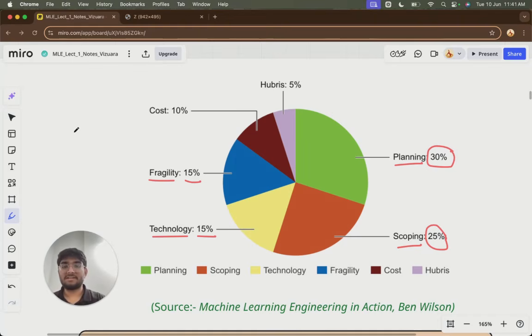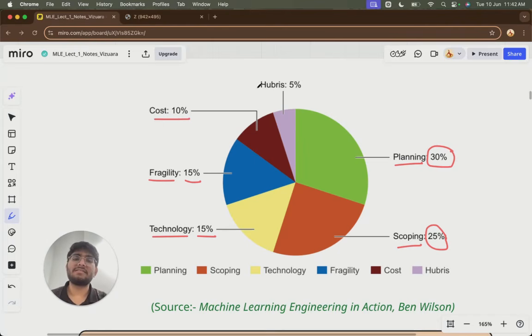Next is cost. Surprisingly, this accounts for 10%. I think many of you thought that cost might have contributed 50% or so, because we always think that we may not have enough funds, and that's the reason the project didn't go ahead. That's the reason the project didn't work out. No, cost is not always the main reason. Planning and scoping contribute a lot. That's why we want to focus on the fact that these aspects are equally important, not only technical knowledge.